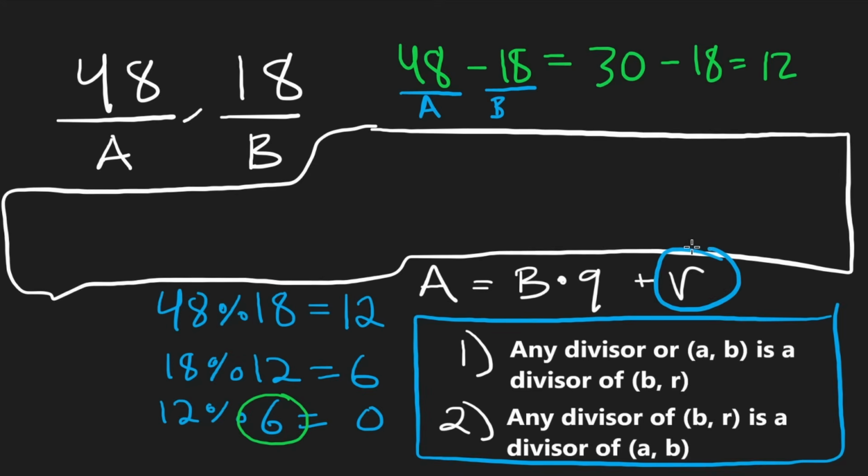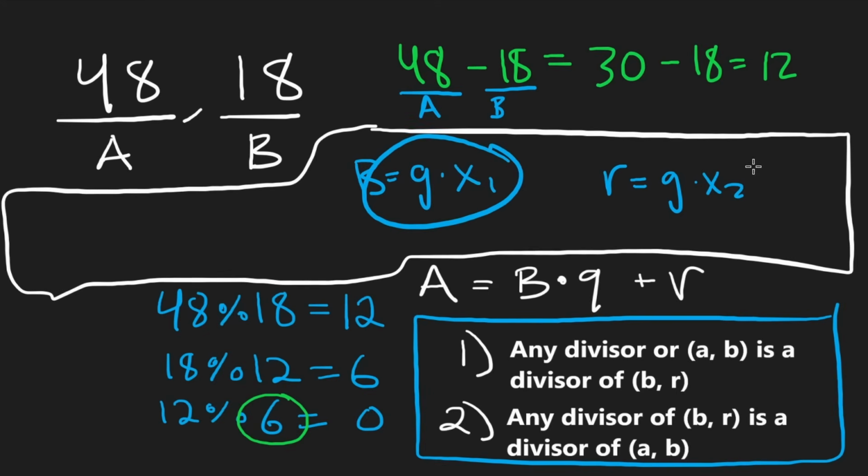Suppose there's a number that divides R, and I'll say R is equal to G times x2, because we know R is the smaller number in this case. And I'll do the same thing over here. B is equal to G times x1. Now, if you take these two formulas and substitute them in, you'll get something like this.